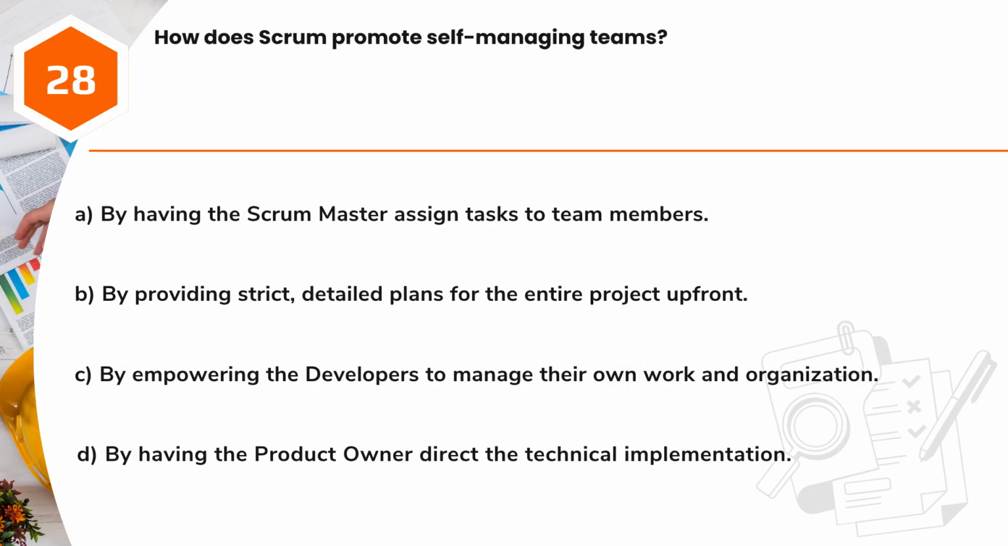Question 28. How does Scrum promote self-managing teams? A. By having the Scrum Master assign tasks to team members. B. By providing strict, detailed plans for the entire project up front. C. By empowering the developers to manage their own work and organization. D. By having the product owner direct the technical implementation.